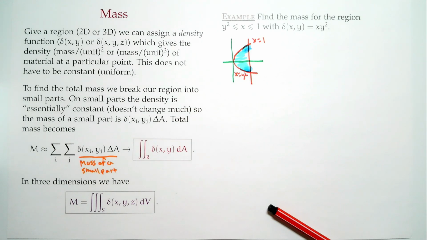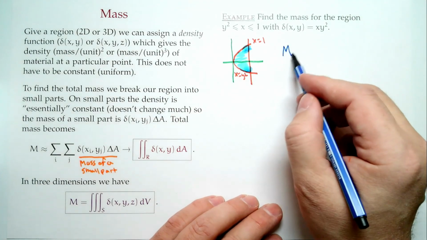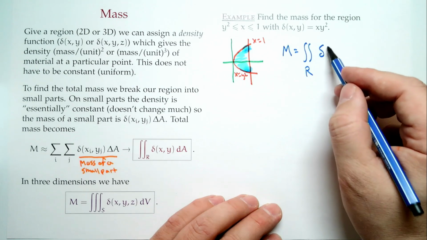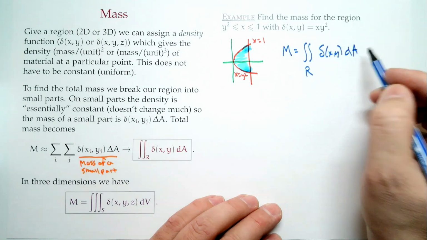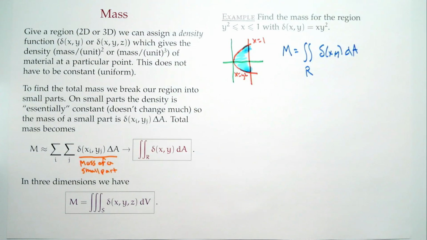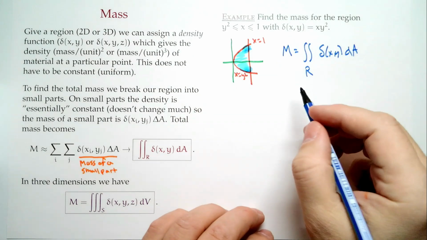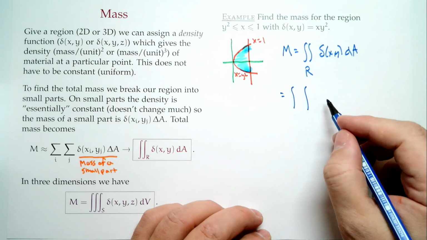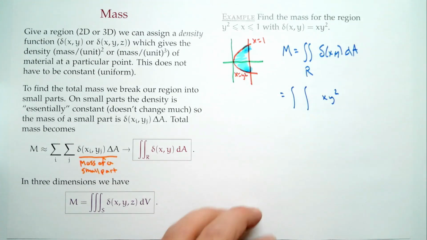So what do we do? Well, the mass is going to be the integral over our region of our density dA. And you might say, how did you know that? I copied it. It was over here. But essentially, that's the philosophy: if I want mass, I integrate density. And now we start filling in our pieces. The density is given to us, xy squared. How should we integrate? dx dy or dy dx? In other words, vertical or horizontal?